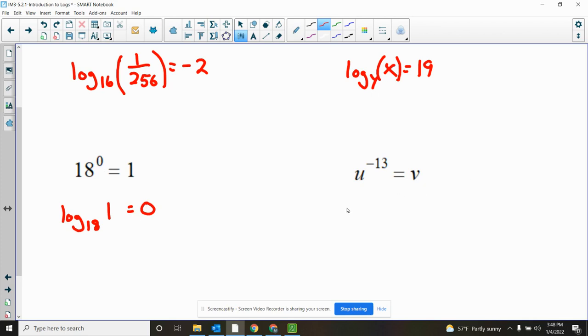On this one, same thing. Start with the word log. The base is going to be u. The exponent is what the logarithm gives us, so the result's on the other side. Then the v will be the number then inside that logarithm.